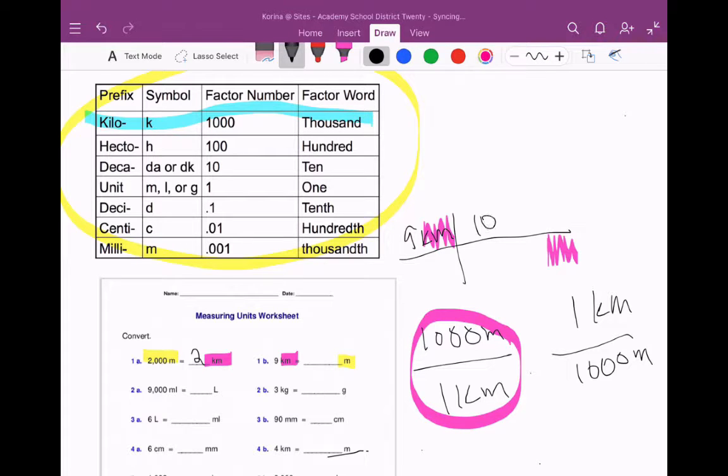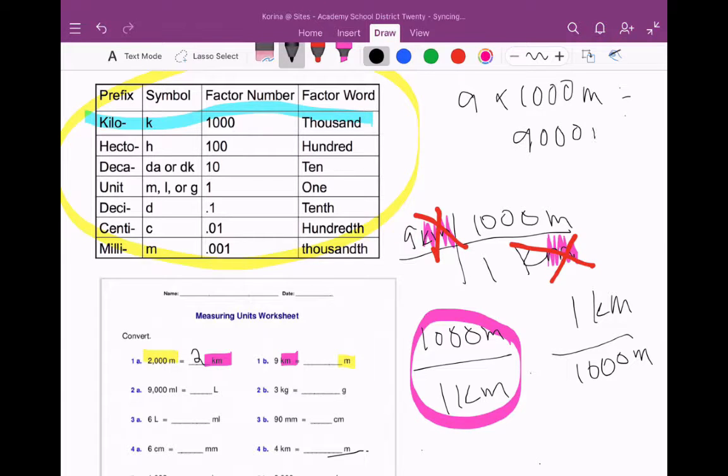Plug it in, 1,000 meters per 1 kilometer. Our kilometers are going to cross out and we're left with meters. And then we need to multiply across the top, 9 times 1,000 meters, which equals 9,000 meters, and divide by our bottom. We ignore this first box, so divided by 1, which is going to equal 9,000 meters.